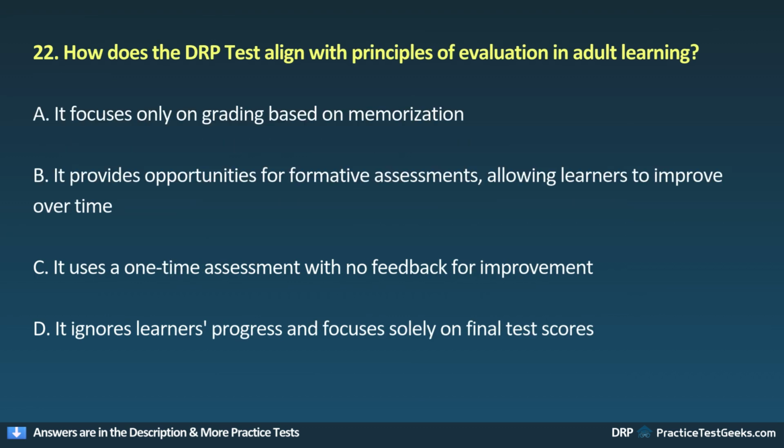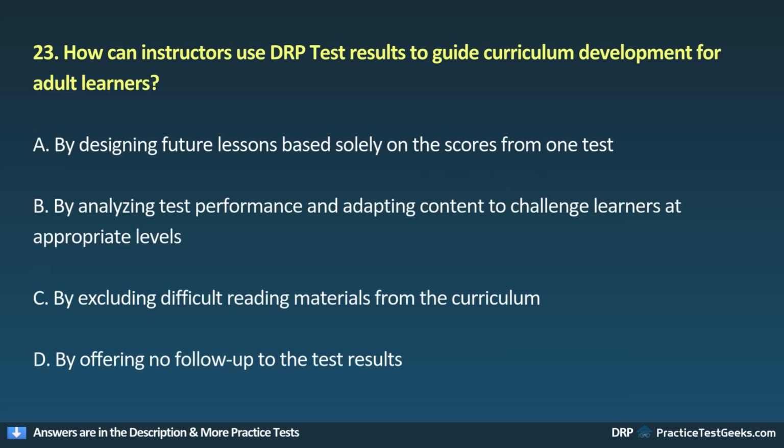22. How does the DRP test align with principles of evaluation in adult learning? A. It focuses only on grading based on memorization. B. It provides opportunities for formative assessments, allowing learners to improve over time. C. It uses a one-time assessment with no feedback for improvement. D. It ignores learners' progress and focuses solely on final test scores.